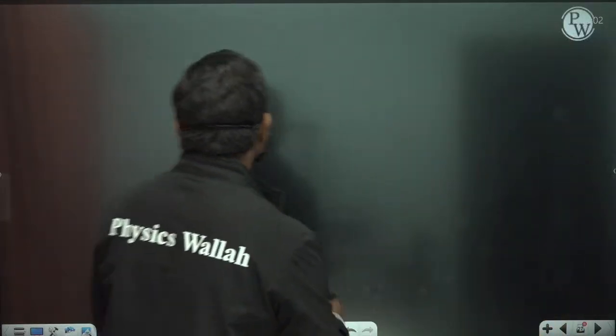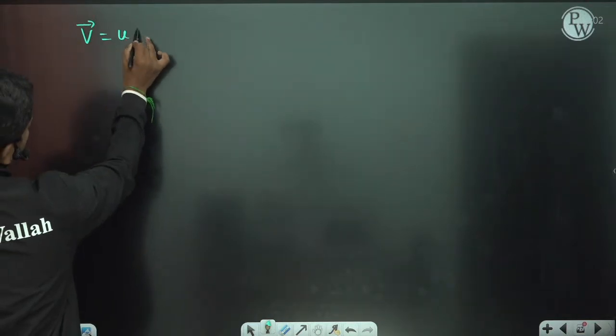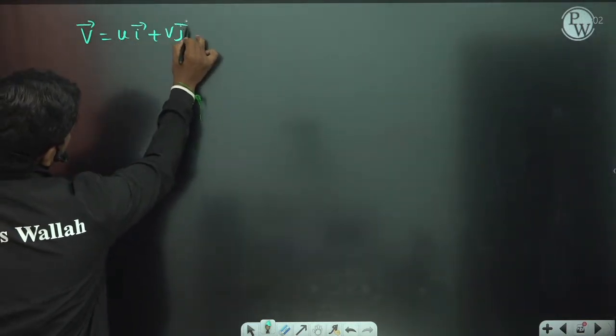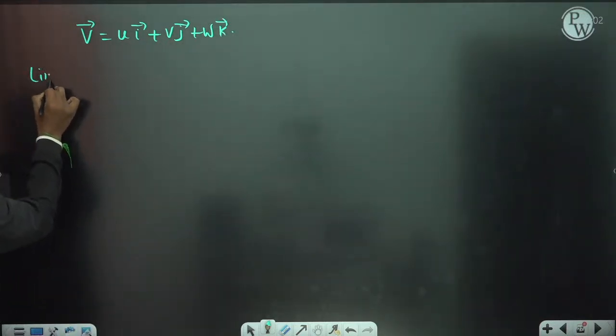Let me give you these values, so please keep them with you. They will be helpful to you. Let us suppose V is equal to Ui plus Vj plus Wk. Then definitely the linear strain rates are given as follows.